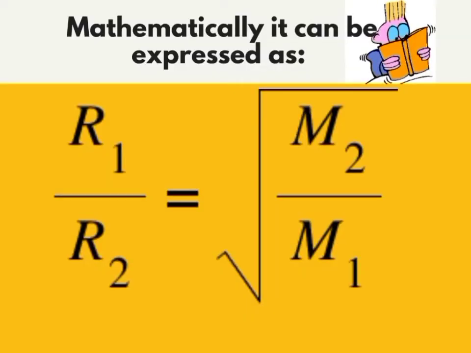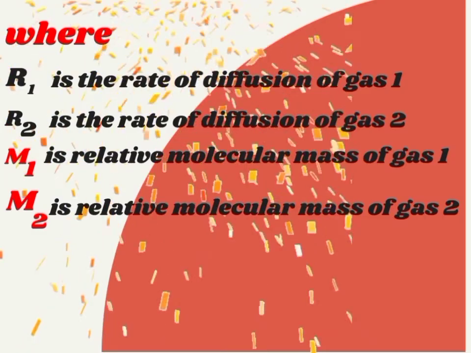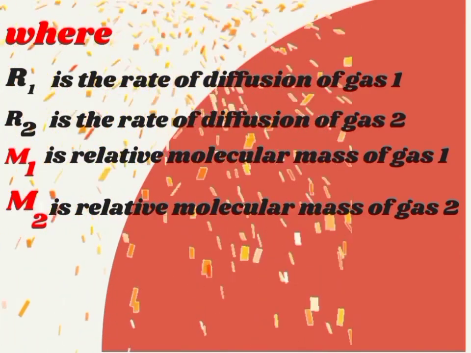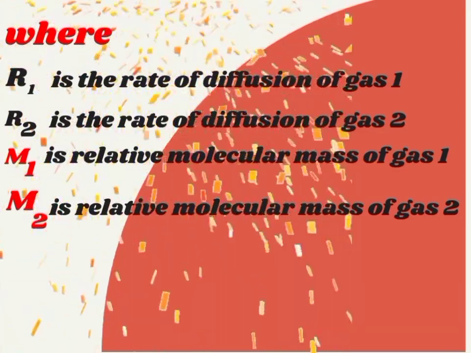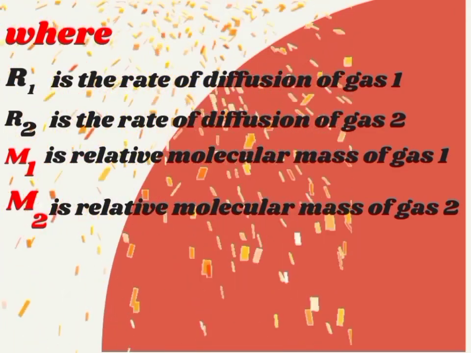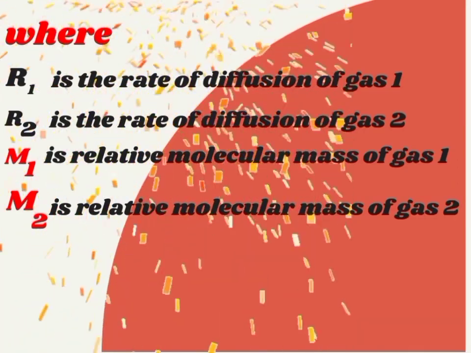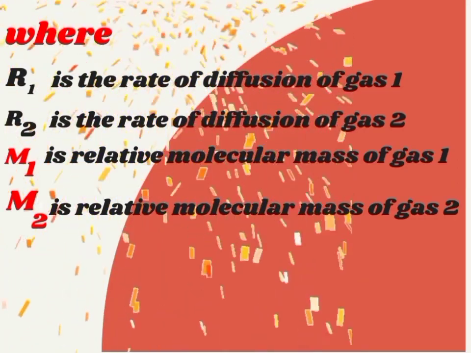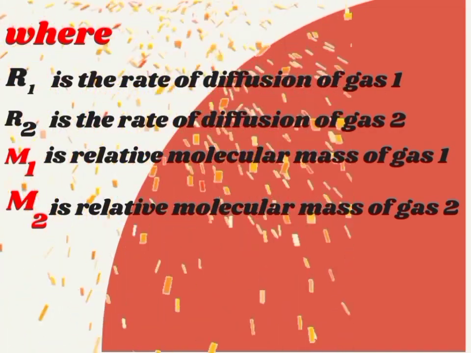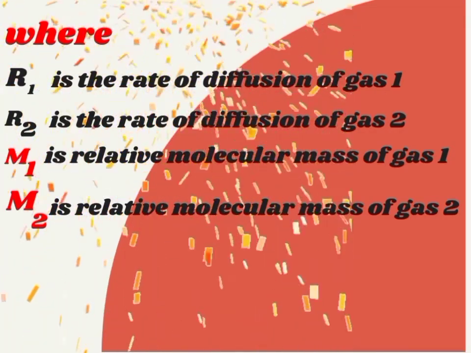This law can be expressed mathematically as R1 over R2 equals the square root of M2 over M1. And you must know this mathematical expression because this is what we'll be using in solving questions. So you take notes. Here, R1 is the rate of diffusion of gas 1, R2 is the rate of diffusion of gas 2, while M1 is the relative molecular mass of gas 1 and M2 is the relative molecular mass of gas 2.